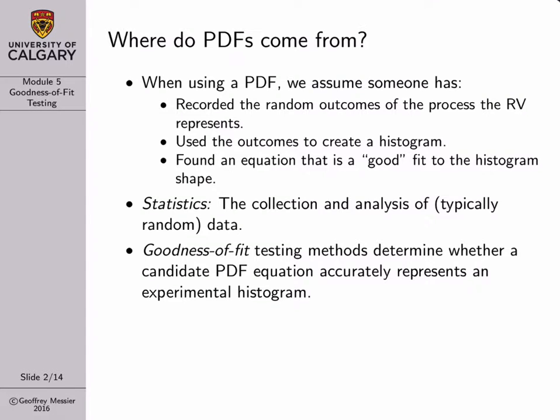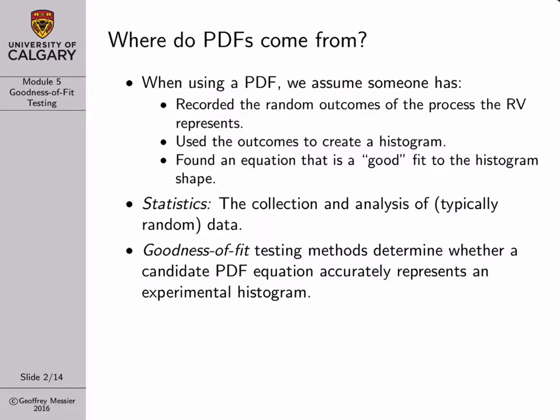So in this class, and in many of your research projects, you'll be using PDFs that are essentially given to you. They're part of the set of the assumptions that you have when starting your research. But it's important to remember that every time we use a PDF, implicit in that PDF is the understanding that someone before us has conducted the physical experiment or operated the physical system or process that produces the random outputs that are being represented by our random variable.